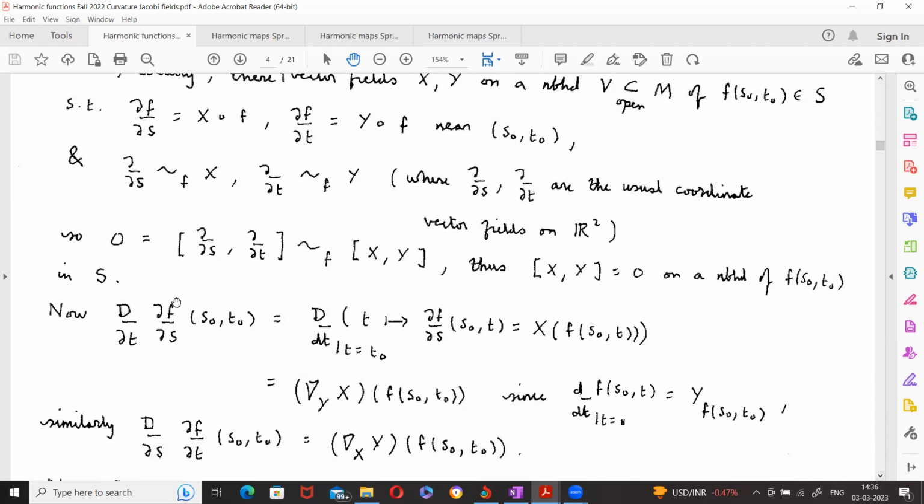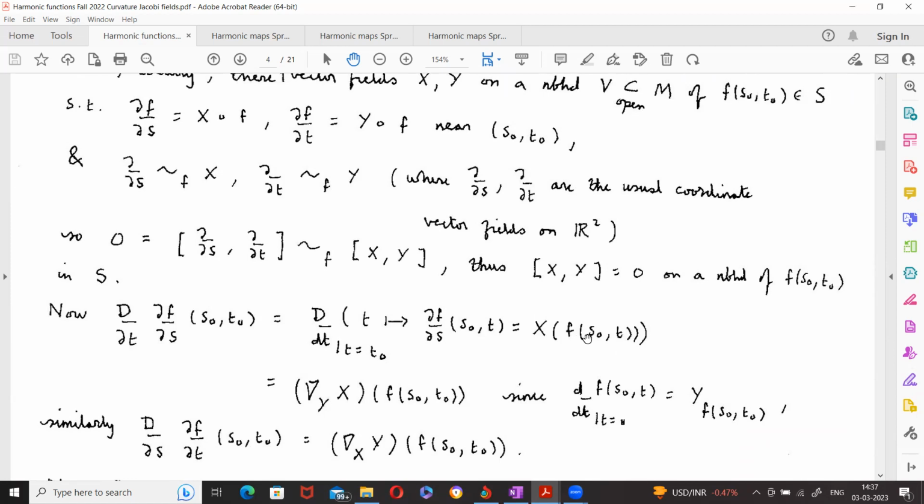Now suppose I look at ∂f/∂s, and I take its covariant derivative with respect to t. So I look at D/∂t of ∂f/∂s. So what is this? This is the covariant derivative of the vector field along a curve, t goes to ∂f/∂s of (s0, t). This is X of f(s0, t), right? So this is the covariant derivative of a vector field in the manifold restricted to this curve.